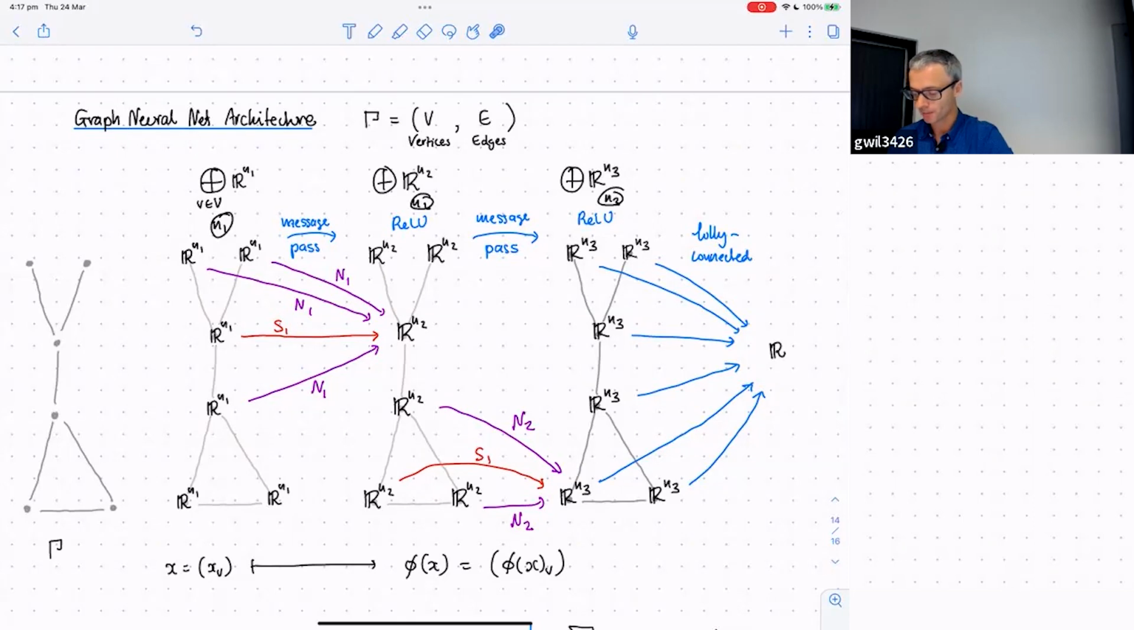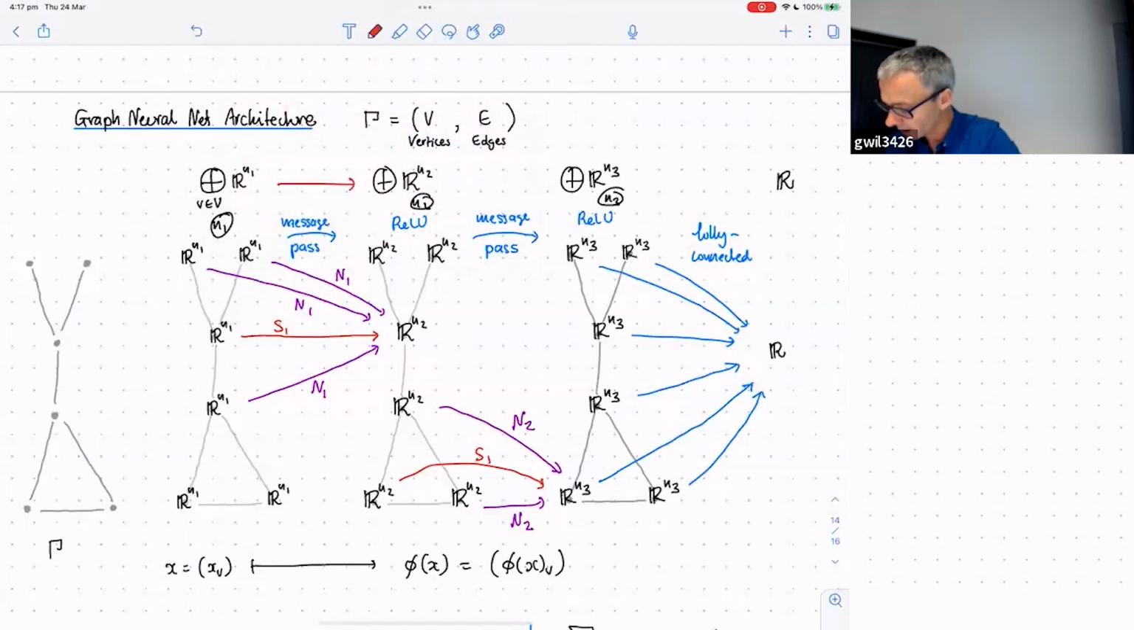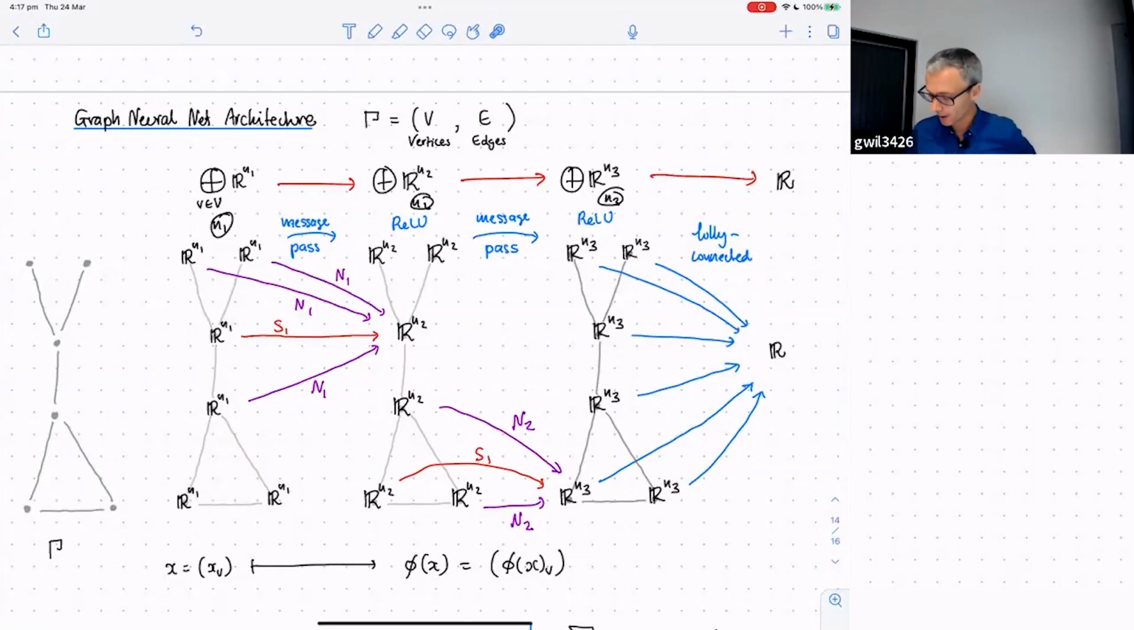Okay, so in a vanilla neural net, we just fix dimensions. Here we fix dimensions at every vertex. So that's this. And so in this particular case, my neural net looks like this. So I have three layers. Here I have some linear map. Here I have a ReLU. Here I have a linear map, a ReLU, and then a fully connected layer.